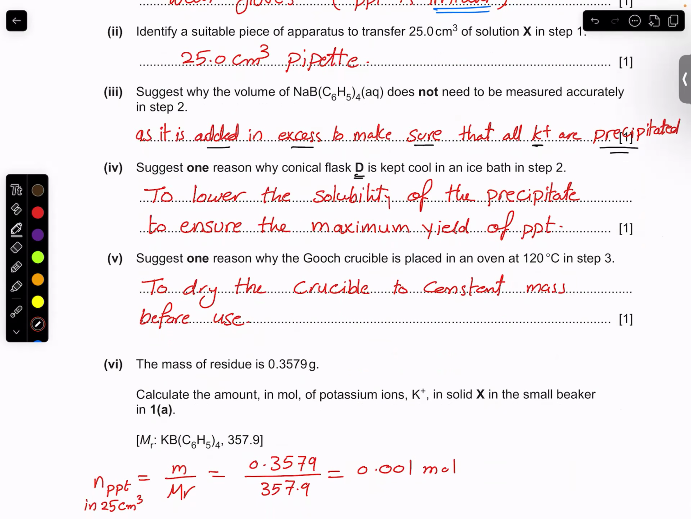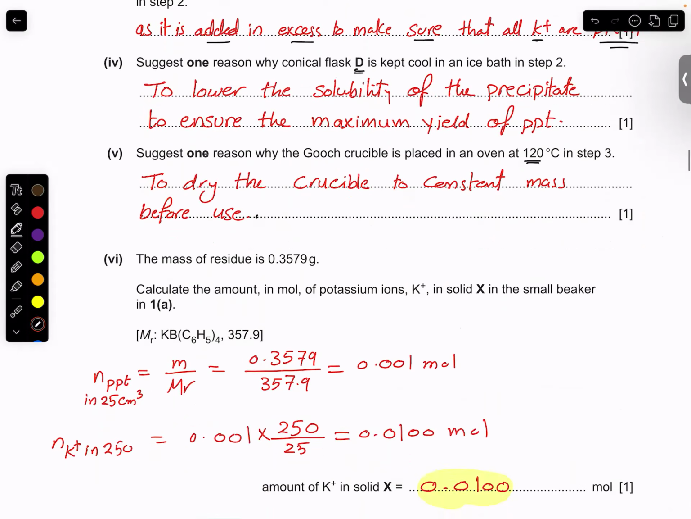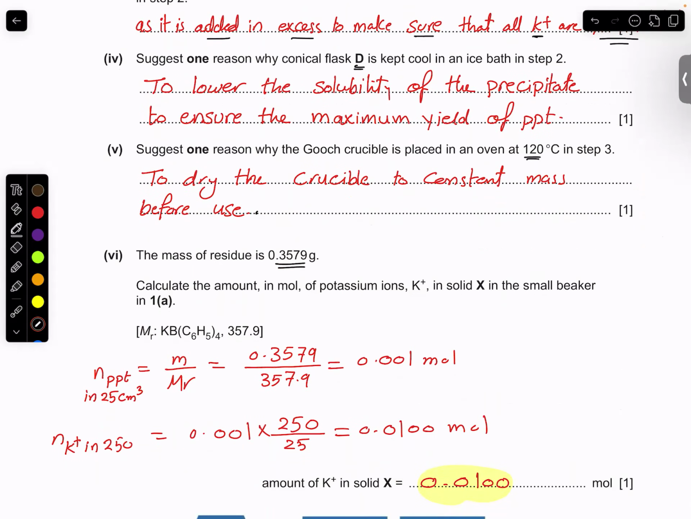Give just one reason why the Gooch crucible is placed in an oven at 120 degrees Celsius. We said to dry the crucible so that its mass will be only its mass without water, or to make sure that we dry it out before using. The mass of the residue is 0 point. So we have here this crucible. The mass of this crucible is given, and the mass of the residue here is this mass.